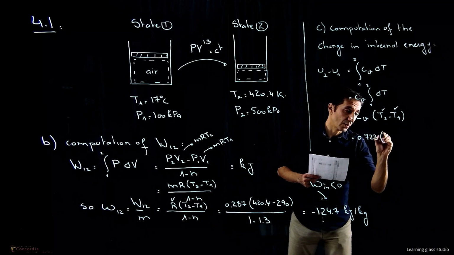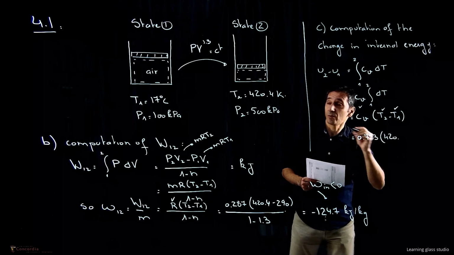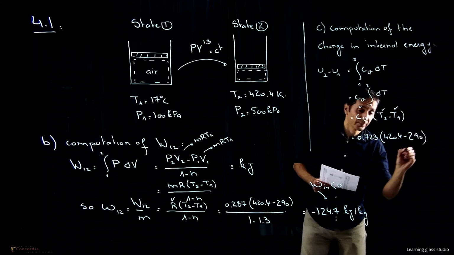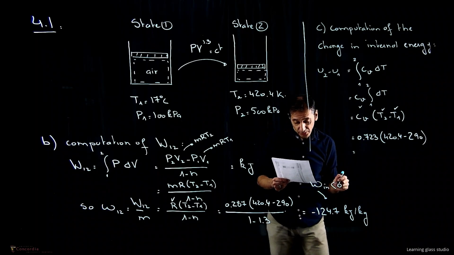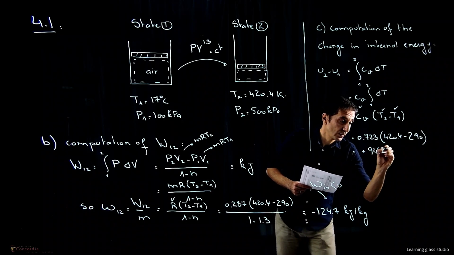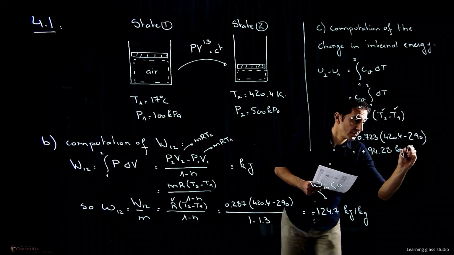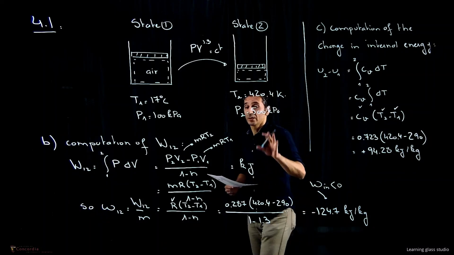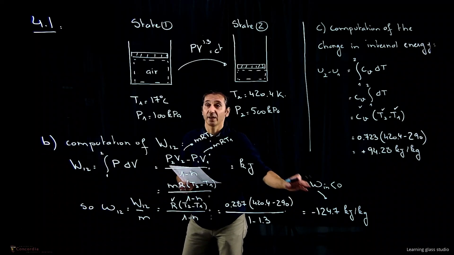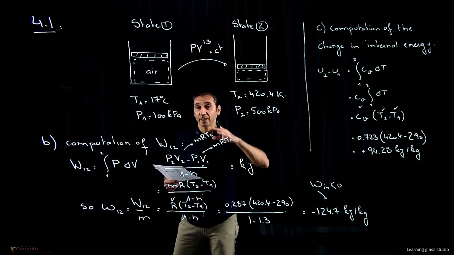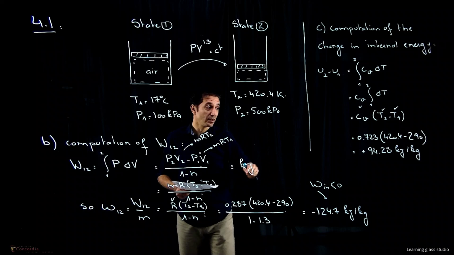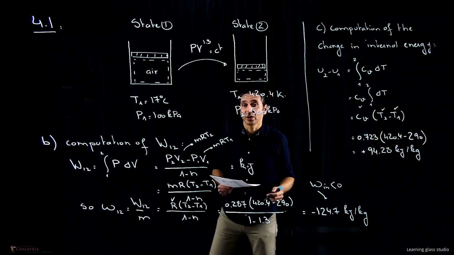0.723 cross (420.4 minus our 17 degrees, which is 290). And here this will give us a change in internal energy of plus 94.28 kilojoules per kilograms. So we are providing a work of minus 124.7 kilojoules per kilograms to compress the air. As a result, we have an increase in temperature, an increase in pressure, and an increase in the internal energy of our air.